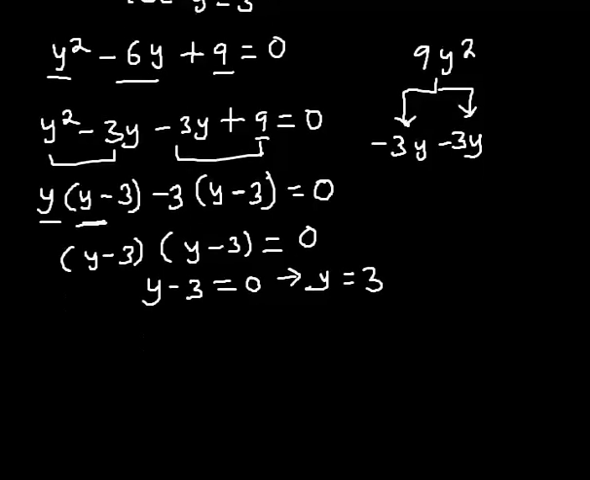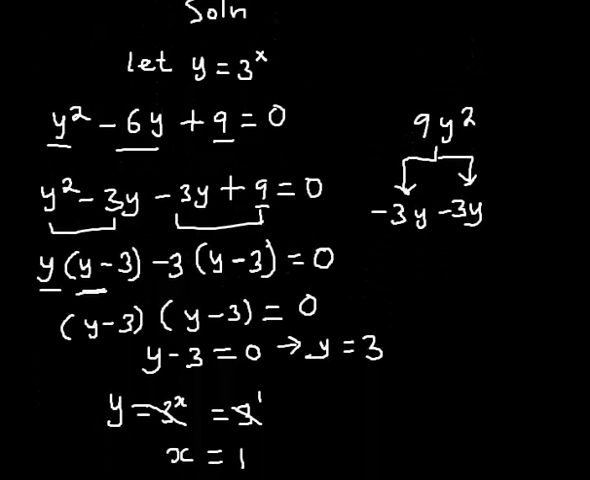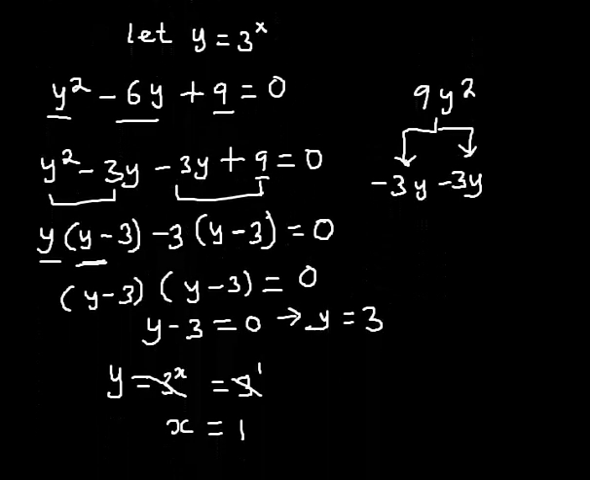Now, don't forget that originally y is equal to 3 raised to the power x. So since I've gotten y equal to 3, 3 raised to the power x is equal to 3. And of course, 3 is 3 raised to the power 1. The bases cancel out so that I now have x equal to 1. So you can go through it over and over again and you get used to it.